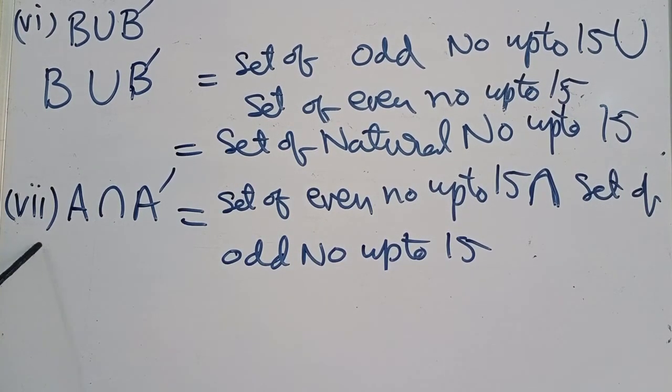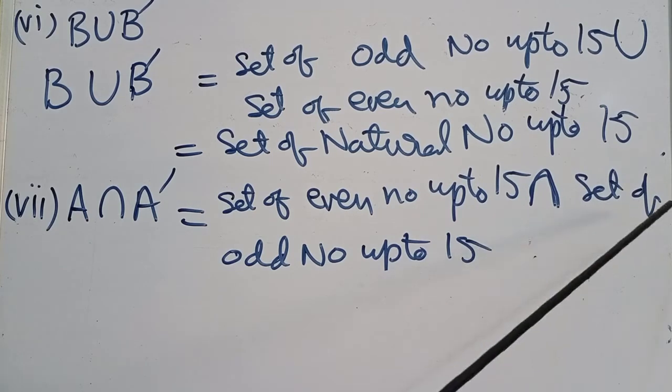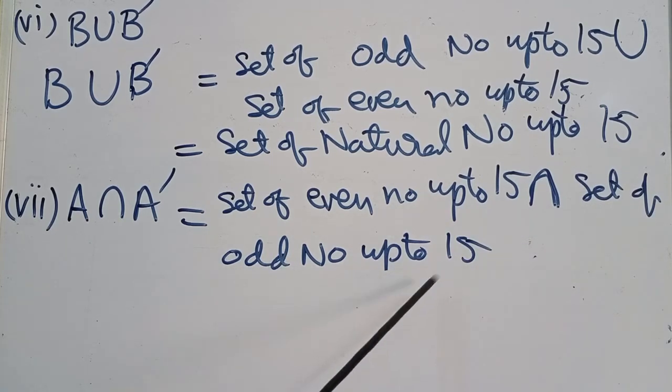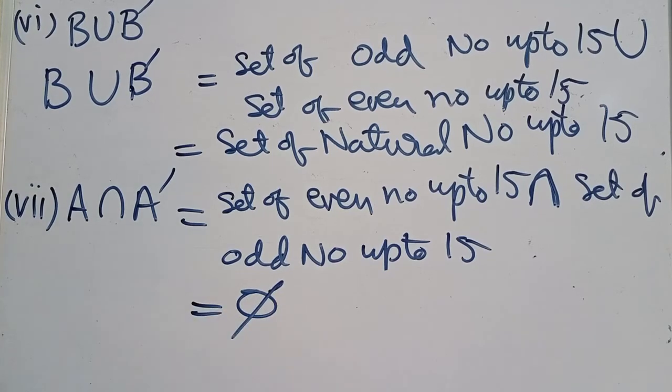In next part 7 of question number 4, A intersection A complement, we observe that set A is set of even numbers up to 15, intersection set of odd numbers up to 15. These are two disjoint sets having no element in common, so the resultant intersection set is equal to empty set phi.